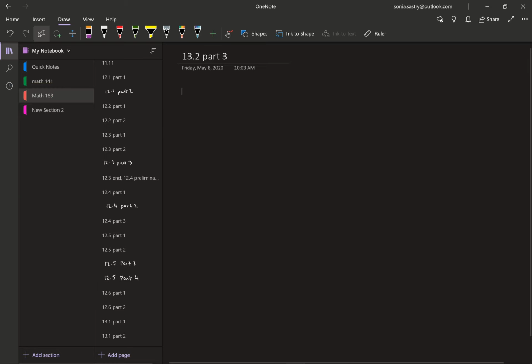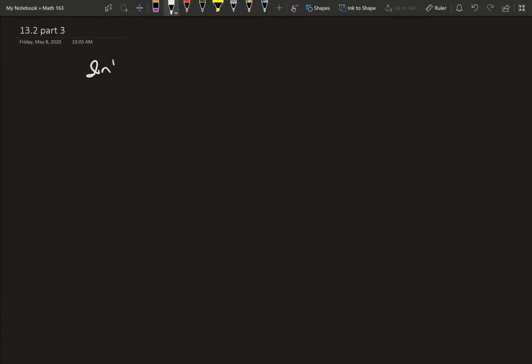Okay, so we're going to start the next part of 13.2, and that is all about integration of vector valued functions.